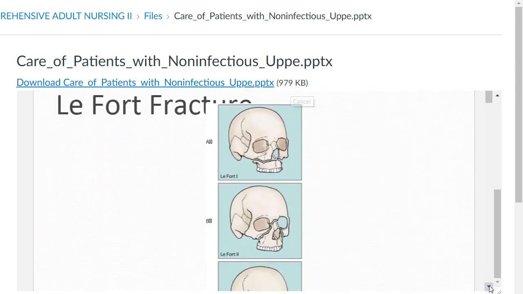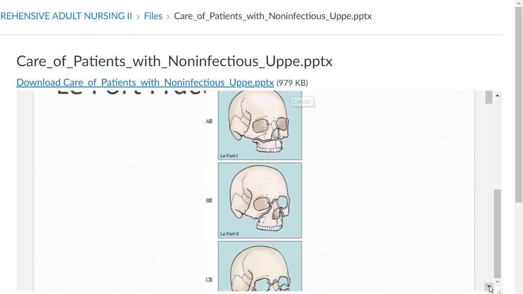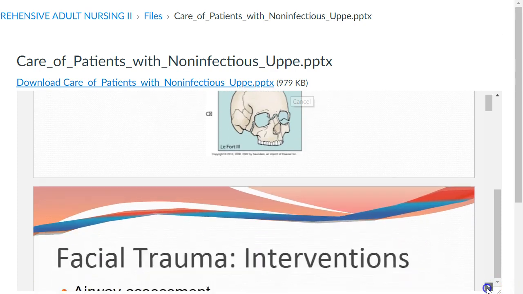And this is just a picture of where you see those fractures when we define whether or not they're the 1, the 2, and the 3. You can see how much more severe that fracture is.